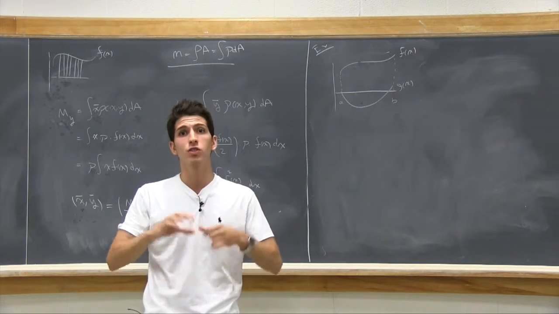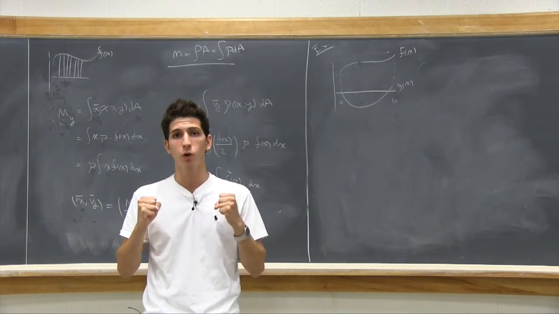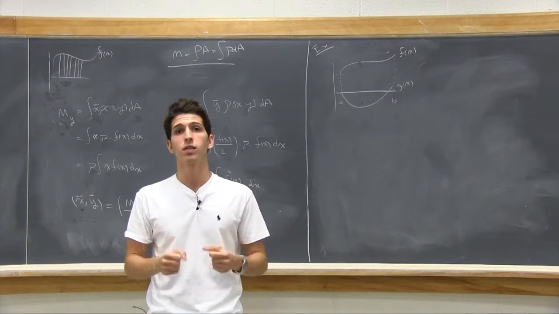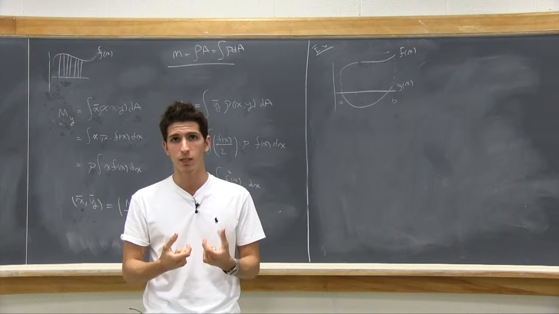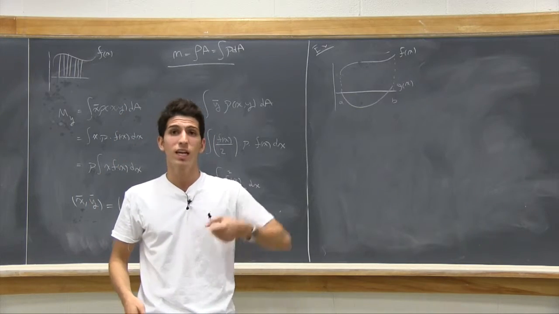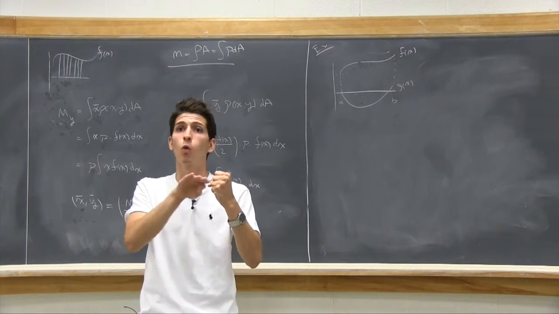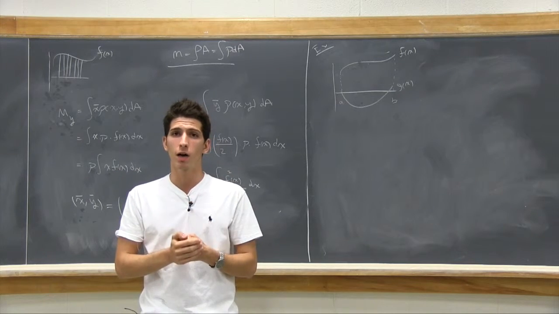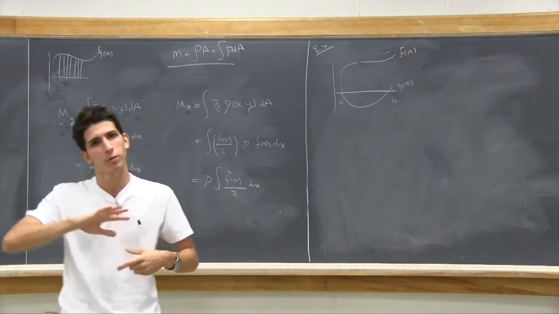But for our purposes, you really just need to be okay with the fact that a moment is a mass times a distance. So a moment of an object with respect to some axis is just the mass of the object times how far away from that axis the object is. I know it's a little vague, but you have to deal with it.